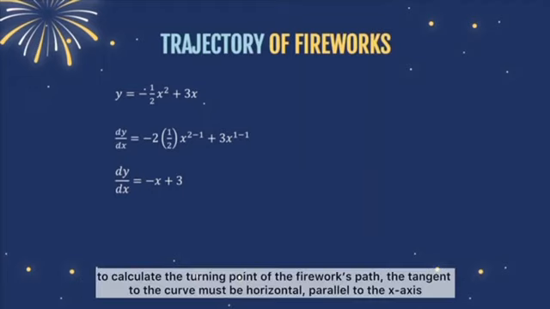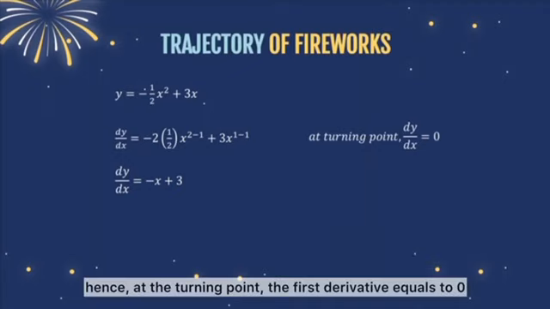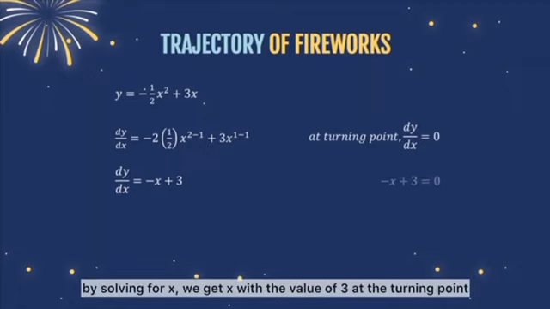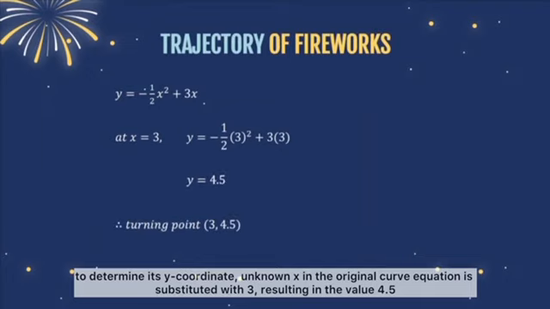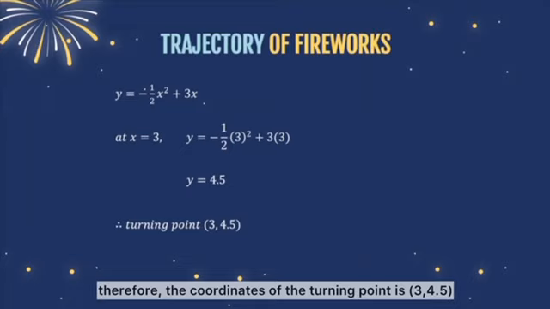To calculate the turning point of the firework's path, the tangent to the curve must be horizontal, parallel to the x-axis. Hence, at the turning point, the first derivative is equal to 0. By solving for x, we get x with the value of 3 at the turning point. To determine its y-coordinate, unknown x in the original curve equation is substituted with 3, resulting in the value 4.5. Therefore, the coordinates of the turning point is 3 and 4.5.